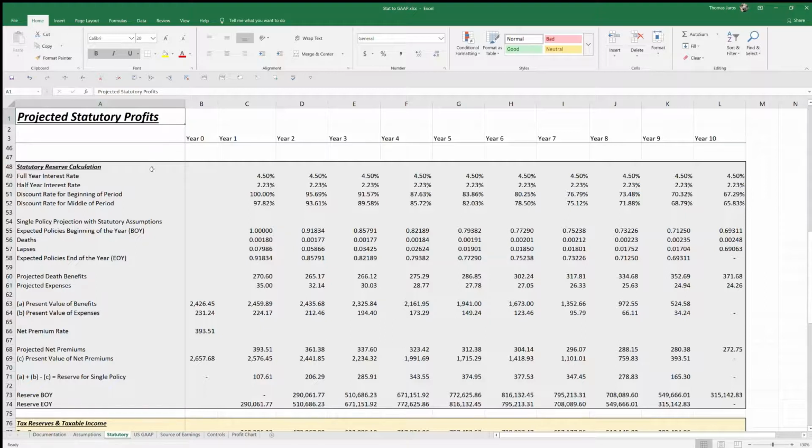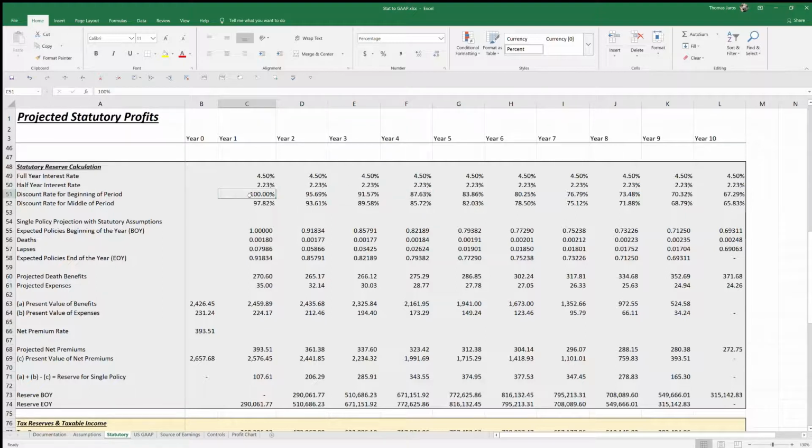Now, when we do the statutory reserve calculation, we're going to need some interest rate numbers here, and I'm just pulling some numbers from the other page and putting them on the sheet to keep the calculations reasonable. We have a full year interest rate and a half year interest rate. The half year interest rate is used for items that happen in the middle of the year. Examples include benefits and expenses. I do have a set of discount rates that I'm computing here. These are just adjustments for interest that is expected to be earned.